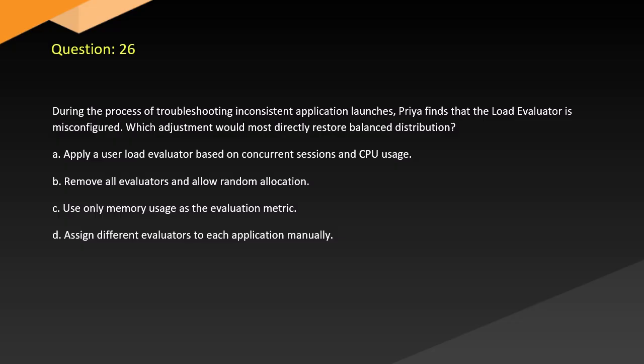Question 26. During the process of troubleshooting inconsistent application launches, Priya finds that the load evaluator is misconfigured. Which adjustment would most directly restore balanced distribution? A. Apply a user load evaluator based on concurrent sessions and CPU usage. B. Remove all evaluators and allow random allocation. C. Use only memory usage as the evaluation metric. D. Assign different evaluators to each application manually.